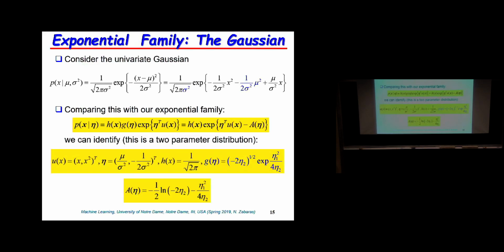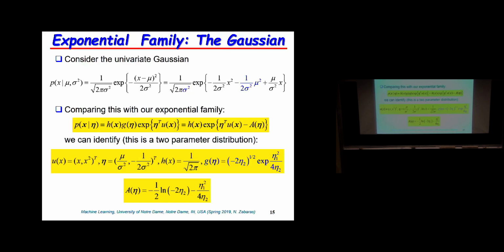Let's do the Gaussian, all right, because everybody's familiar with the Gaussian. We are familiar with the moment parameterization. That's the moment parameterization. So the question is, can I write this in terms of natural parameter theta? Is the Gaussian in the exponential family? Obviously, it should be in the exponential family because this exponential is screaming, you know, that's me, exponential family. Okay?